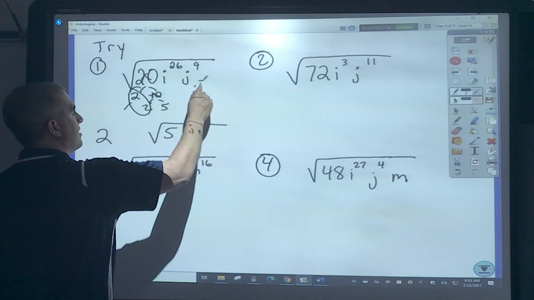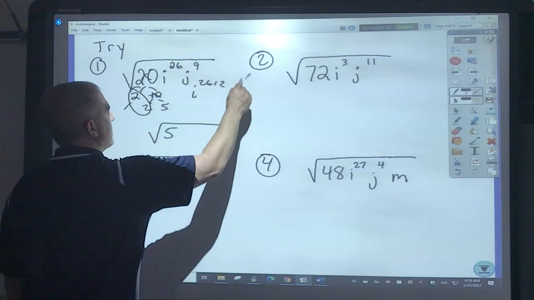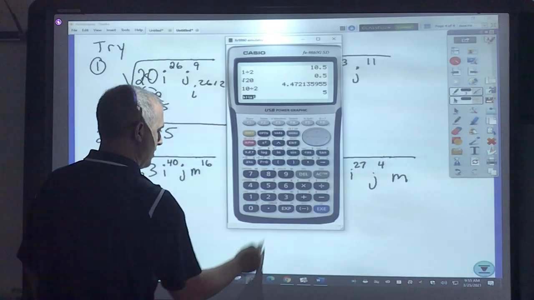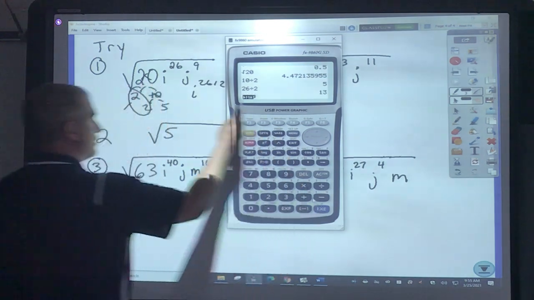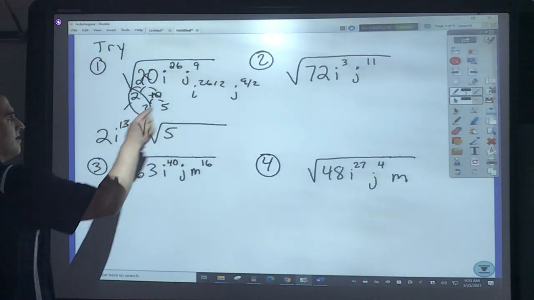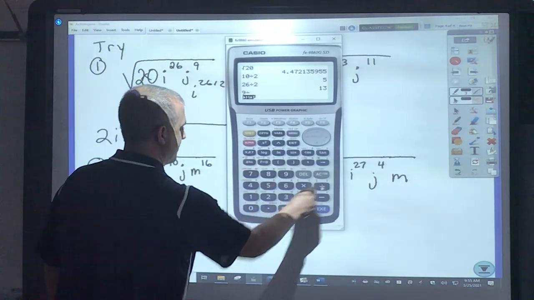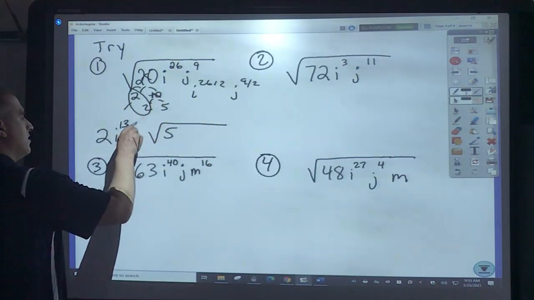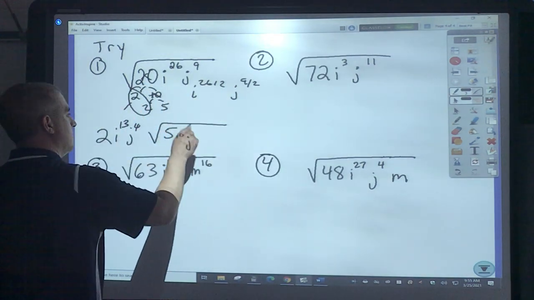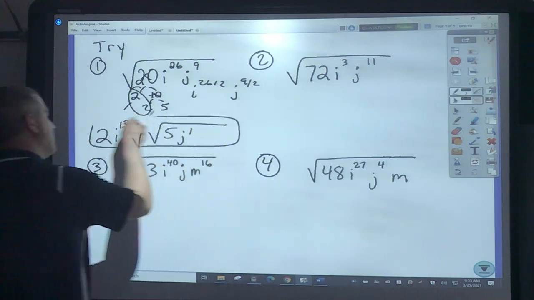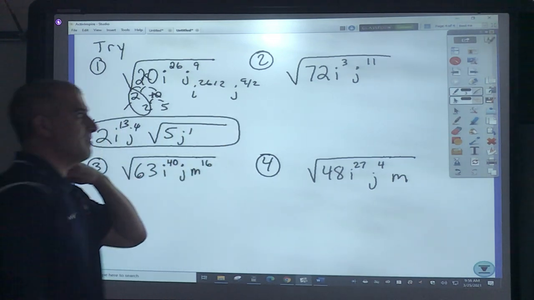I'm going to divide 26 by 2, and I'm going to divide 9 by 2. Okay, 26 divided by 2 is just 13, so I got I13 out here, nothing on the inside. 9 divided by 2 would be 4, and since it has a decimal, I would just put the 1 for J in there. So that'd be my answer for that question.